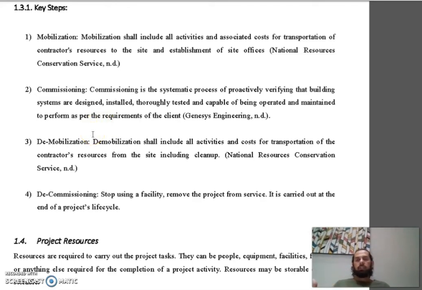يعني احنا ايش نطلبه من هذا المشروع؟ ايش اللي نريده؟ ال objectives of this project. What do we want? All these information, all these requirements has to be tested to make sure that they are capable of being operated and maintained to perform as per the requirements of the client. هذه مرحلة الكوميشننج، اللي هي بعد مرحلة الموبيلايزيشن.